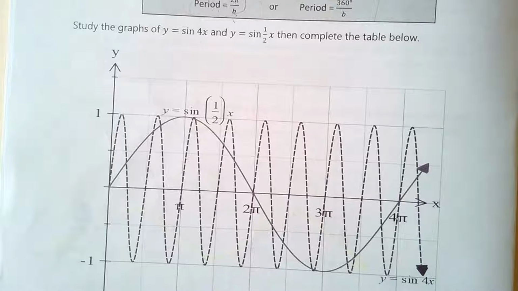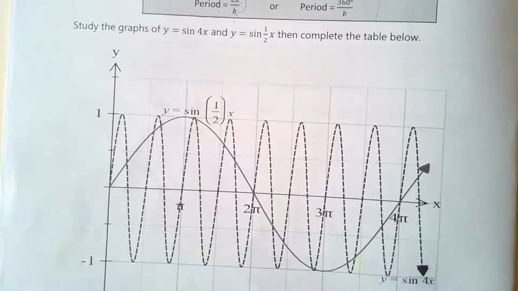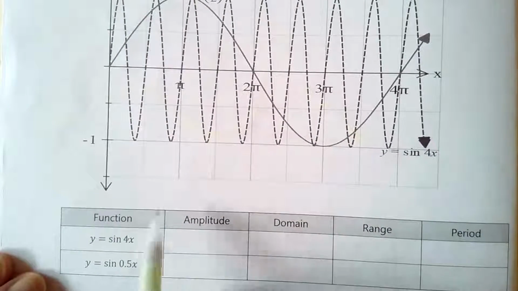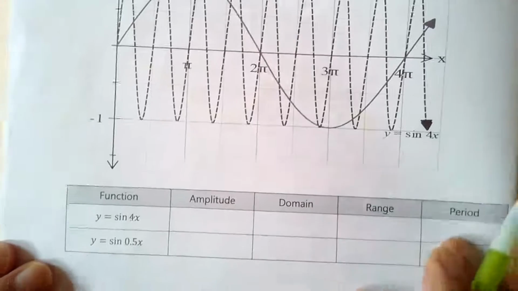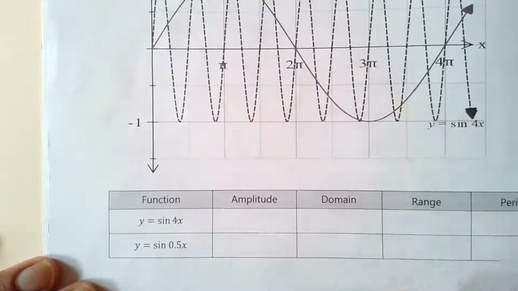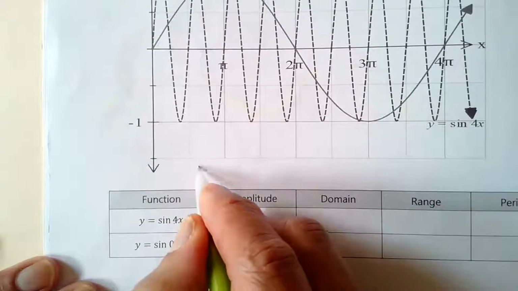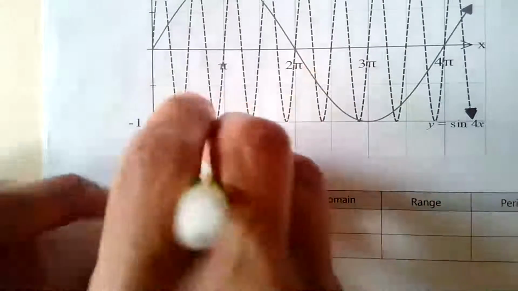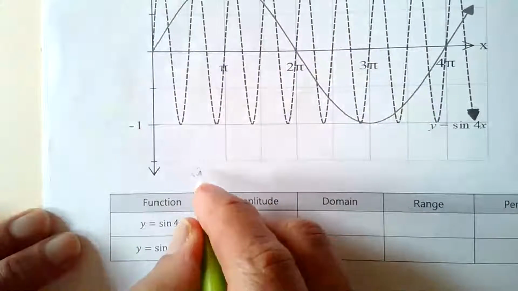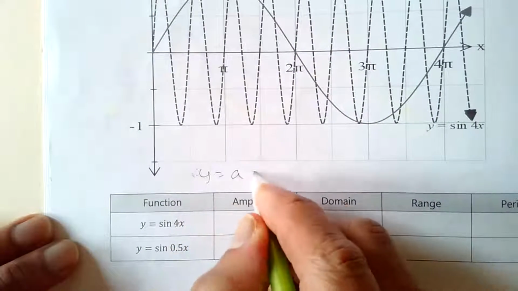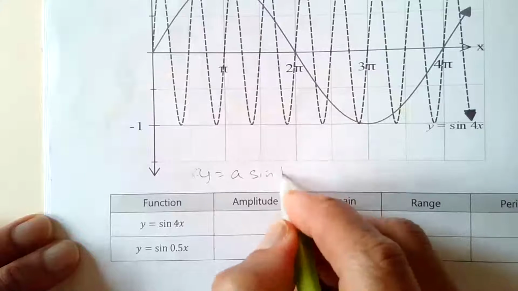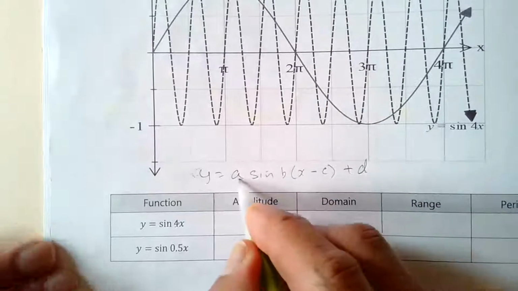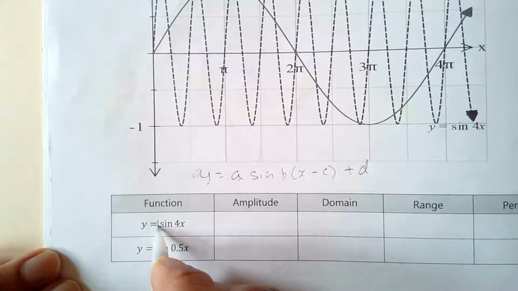So let's look at this example here. Now this is our b value. So here we have our sine. We're going to look at our formula. Remember that the amplitude is our formula now. Let's go back to y is equal to a sine b into x minus c plus d. Your a is the amplitude. So here your amplitude is 1.